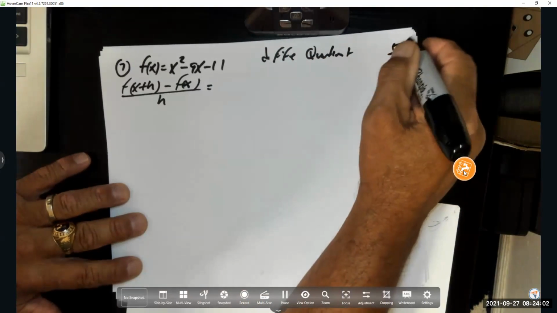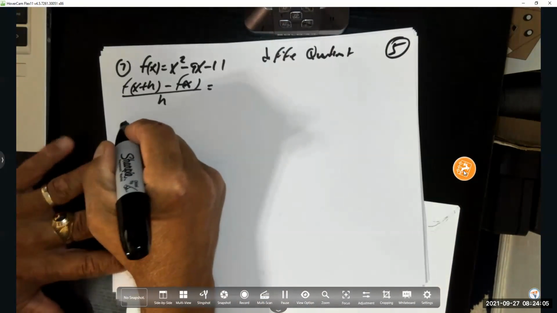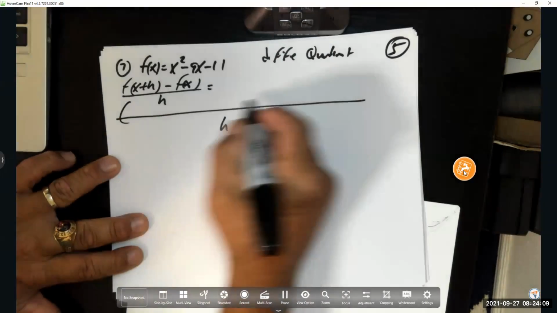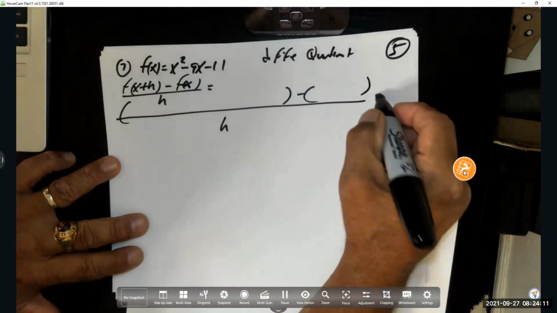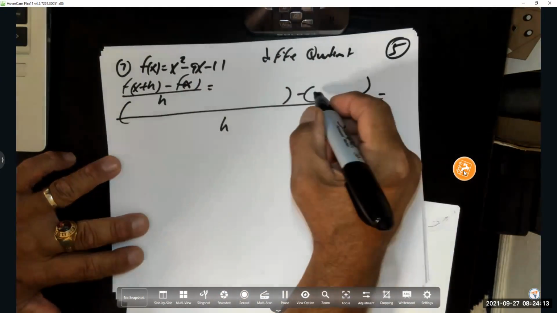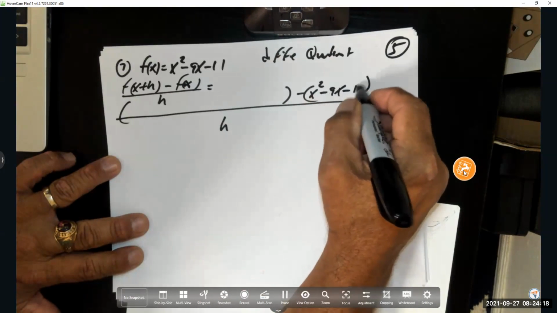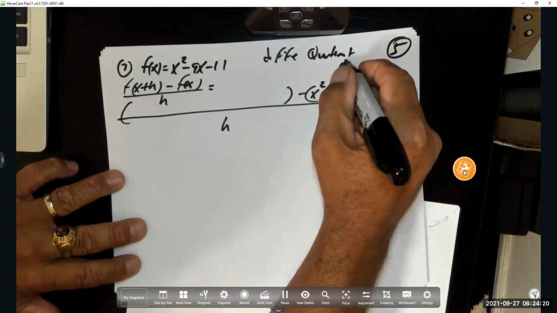All right, ready? So let's do this one right here. This one you have to do the long line. Let me see if this helps you. The big one here, the little one there. So on this side over here, I'm going to write x squared minus 9x minus 11. Is that okay for the old one over here? Yes or no?